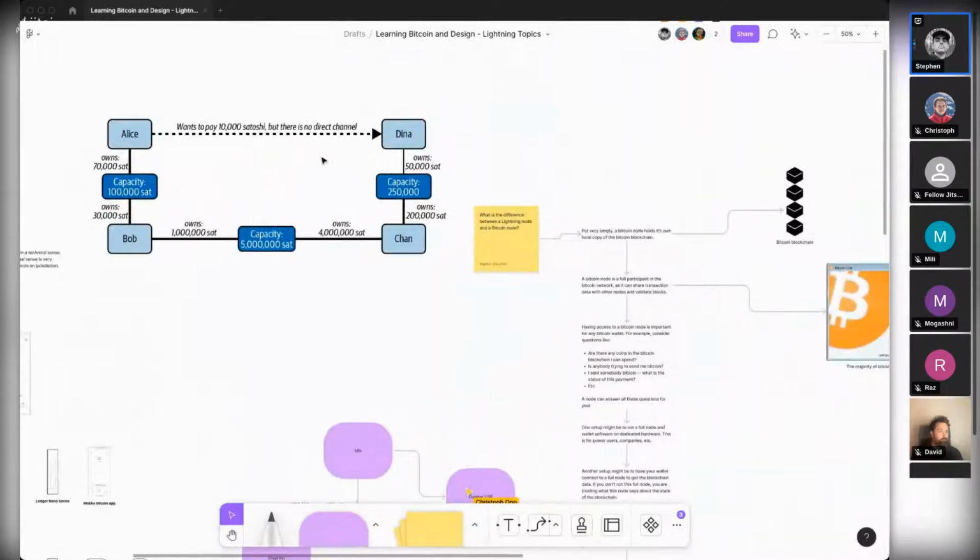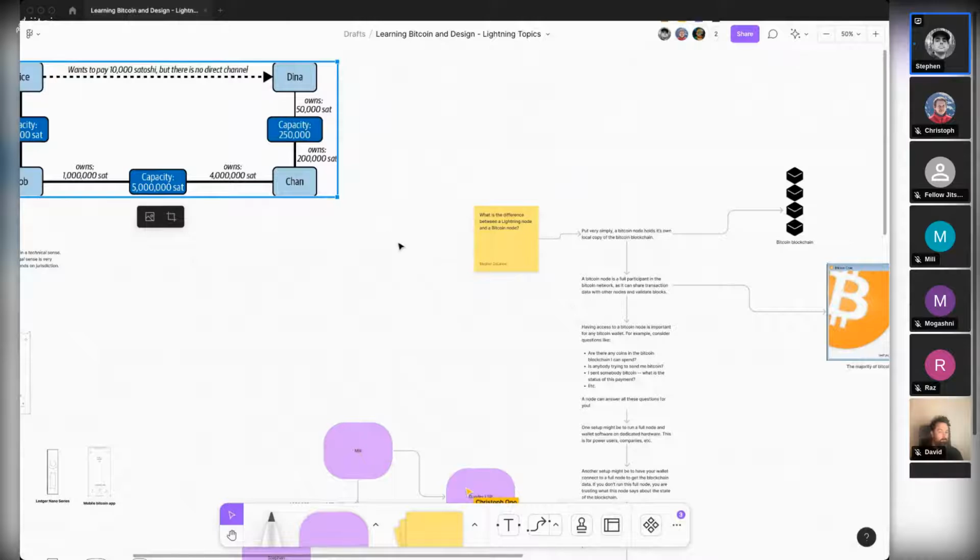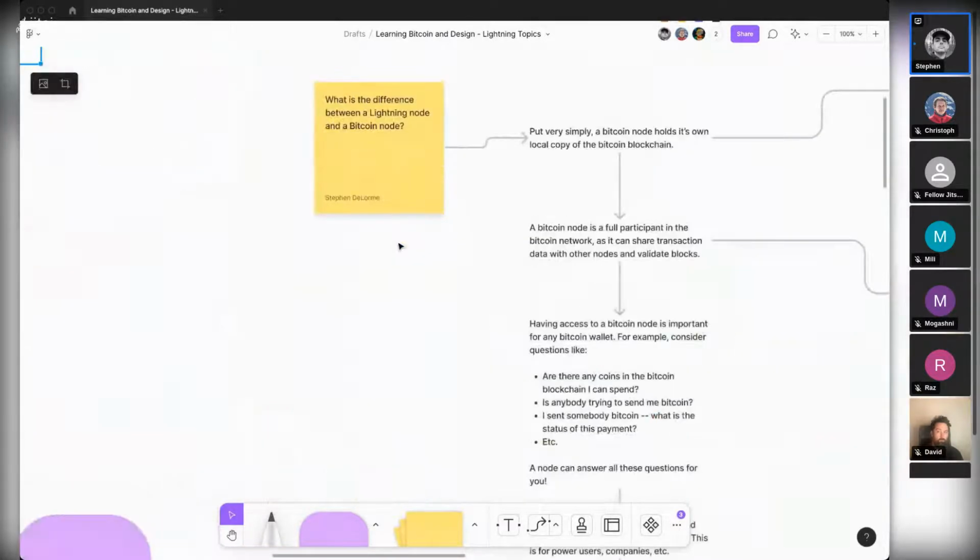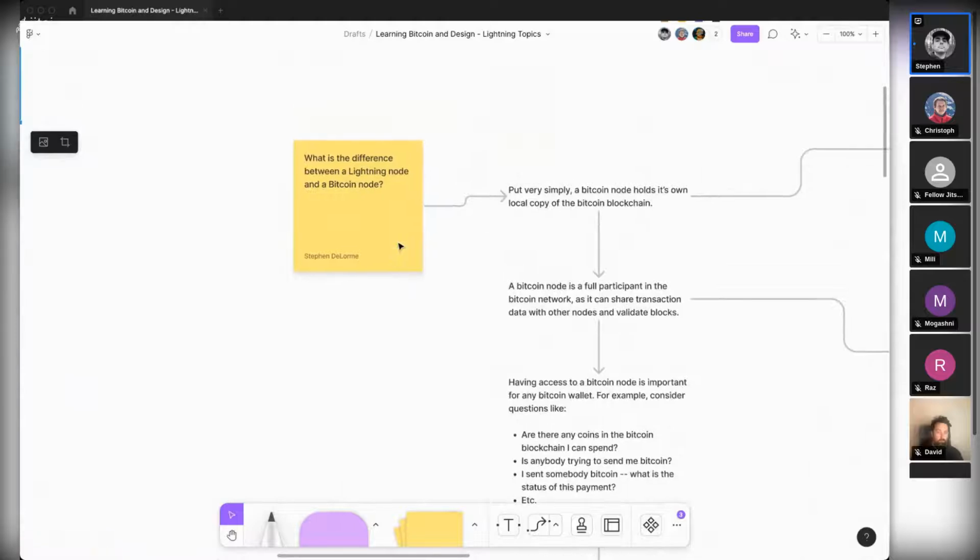Okay, I'm going to move on to the next question that Millie posted in Slack, which I thought was really good, which is: what is the difference between a Lightning node and a Bitcoin node?